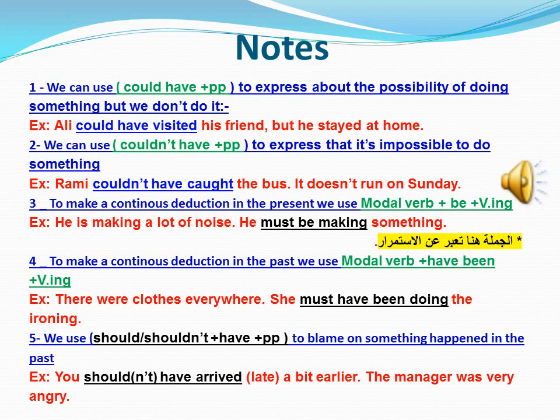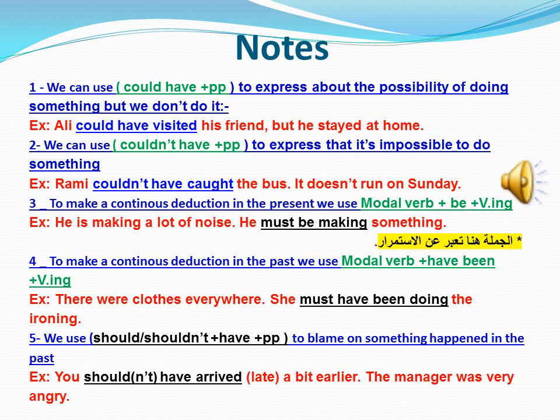Notes. Number 1. We can use could have plus past participle to express the possibility of doing something, but we didn't do it. Example: Ali could have visited his friend, but he stayed at home. Number 2. We can use couldn't have plus past participle to express that it's impossible to do something. Example: Rami couldn't have caught the bus. It doesn't run on Saturday.